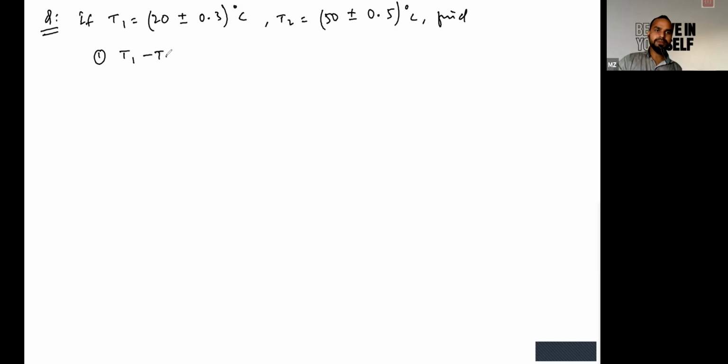If temperature T1 is equal to 20 plus minus 0.3 degrees Celsius and temperature T2 is equal to 50 plus minus 0.5 degrees Celsius. Find first T1 minus T2 and second T2 minus T1. Try to solve.